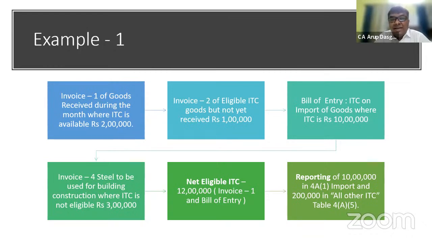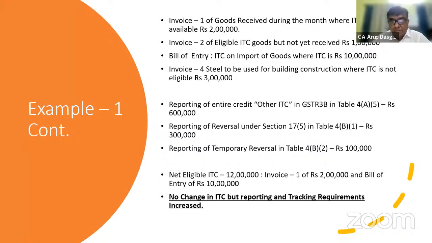Why 12 lakhs? 10 lakhs of my import, ITC on import, and 2 lakhs on my eligible credit. That's what I was showing. Okay, and nothing else. So 10 lakhs are showing as import and 2 lakhs in all other ITC. But what will change now?